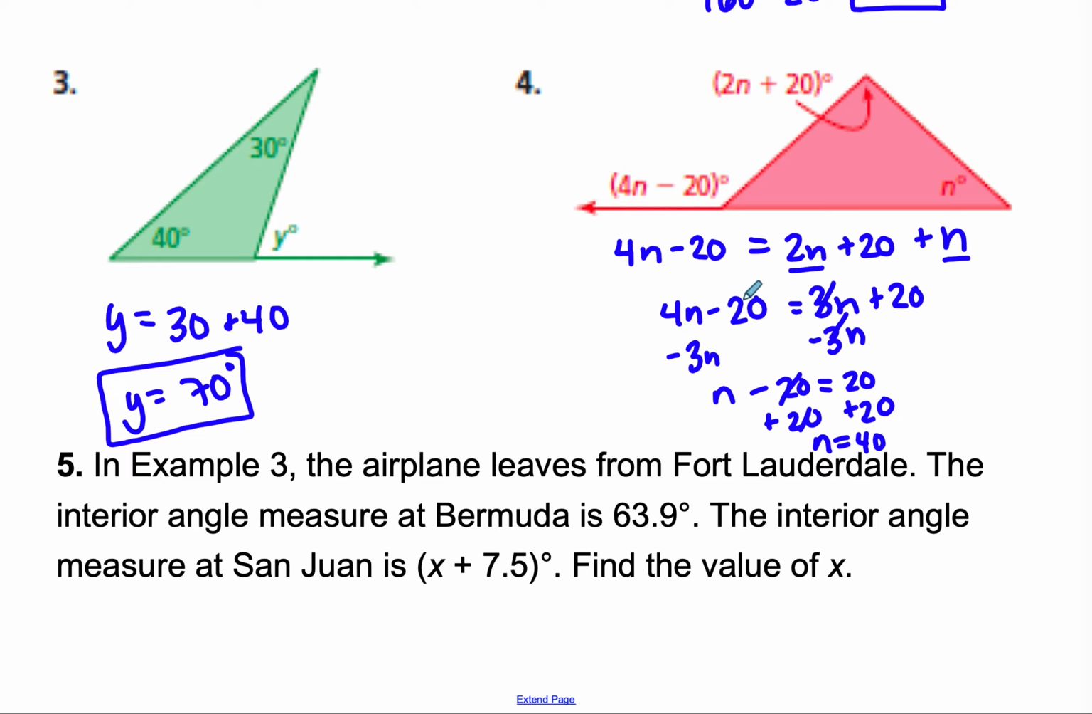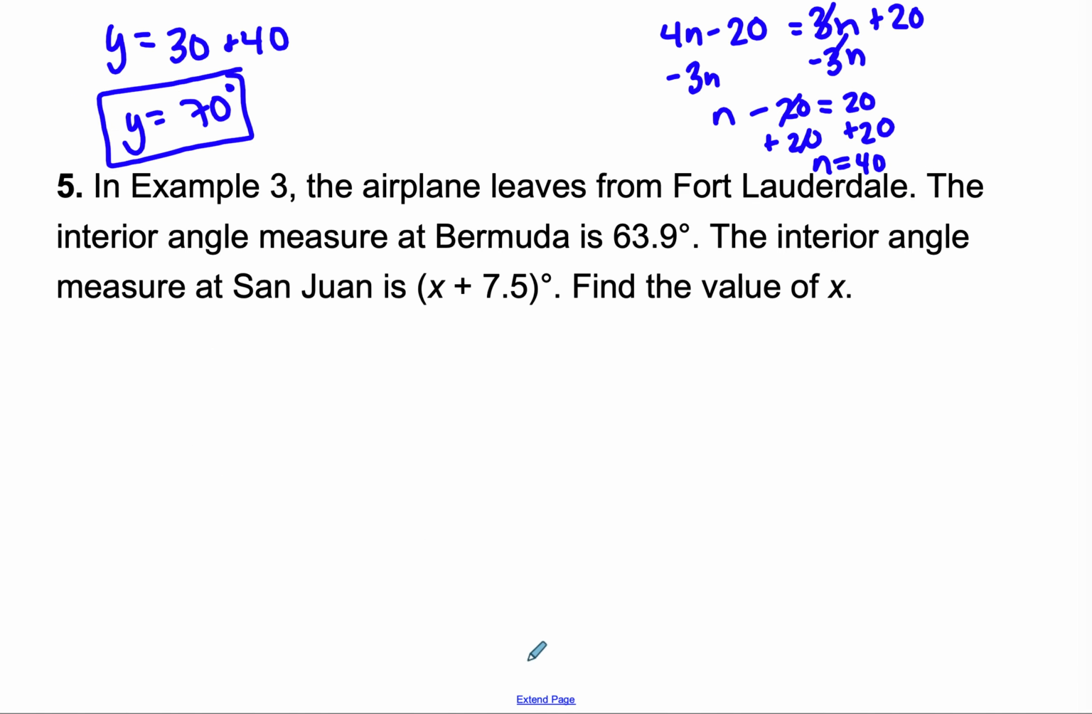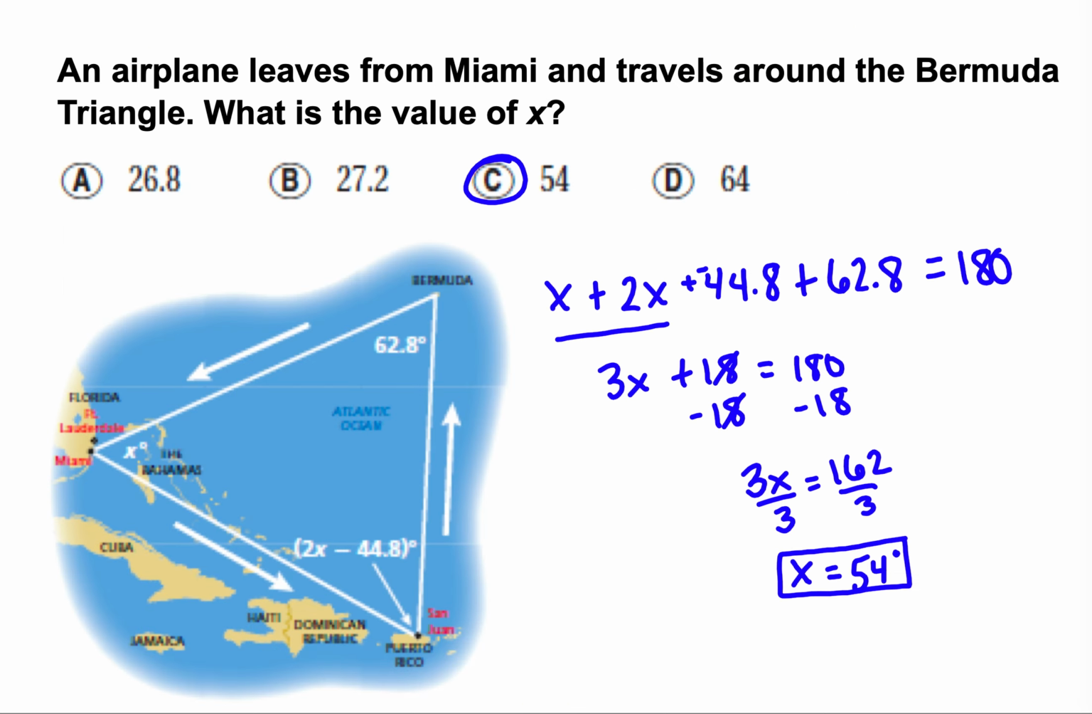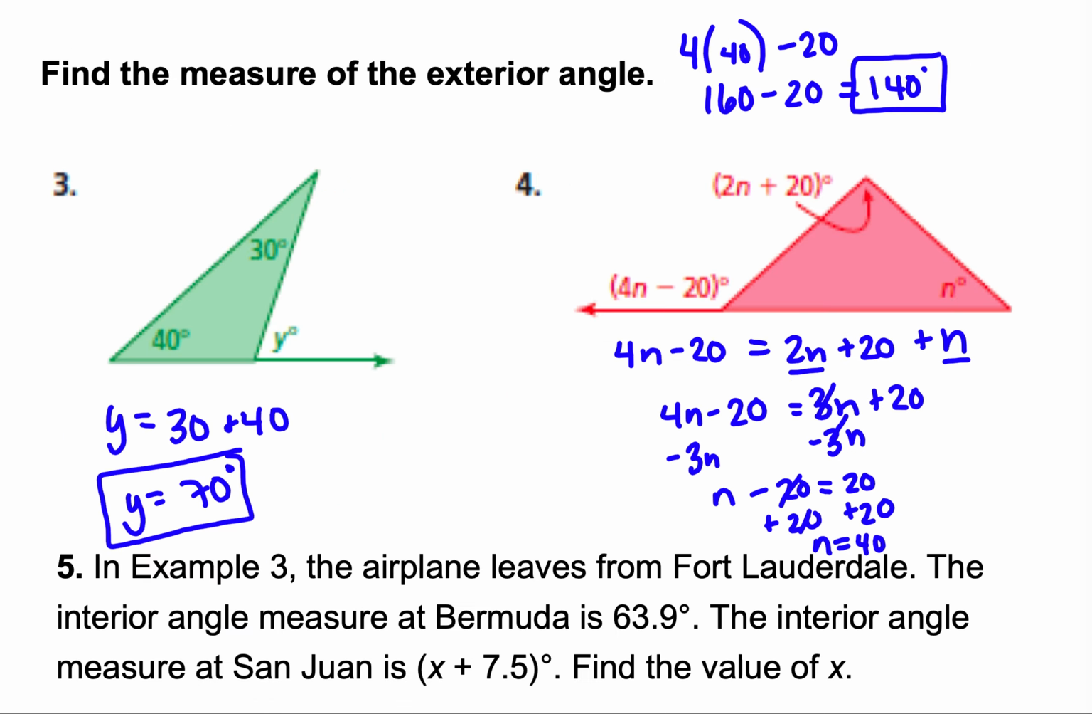All right, last one, number 5. In example 3, the airplane leaves from Fort Lauderdale. The interior angle measure at Bermuda is 63 9/10 degrees. The interior angle measure at San Juan is x plus 7.5 degrees. Find the value of x. Okay, so let's just double check things real quick. Here's Bermuda, here's San Juan, and then this one is x.